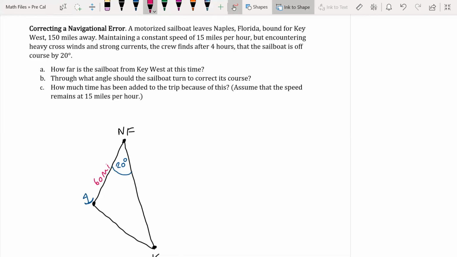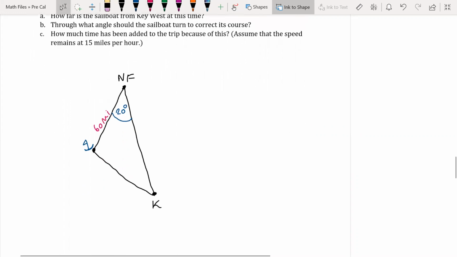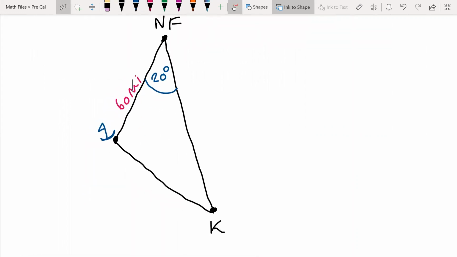B, through what angle should the sailboat turn to correct its course? So here we have to think about it a bit. The sailboat is still traveling this way, right? Isn't it saying the distance between the boat and Key West? No, that's 150. From Naples, Florida to Key West is 150 miles, right?